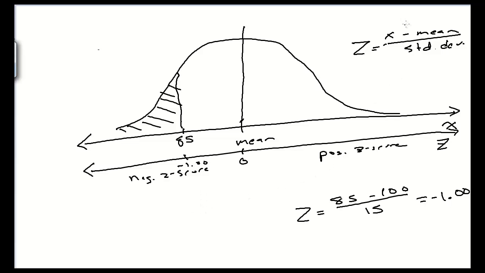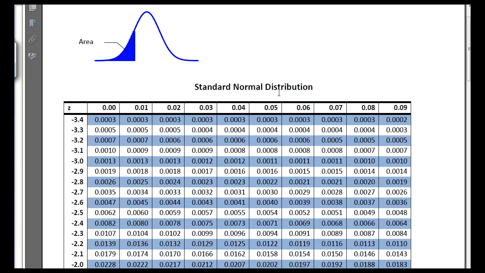Now I need to go to the z-table. All right, so here we have our z-table, our standard normal distribution table. And you'll notice a couple things. I have these numbers here on the left column and the top row. Those are part of my z-score. So for instance, this right here goes with the z-score negative 2.93. It's in row negative 2.9 and it's in column 0.03.